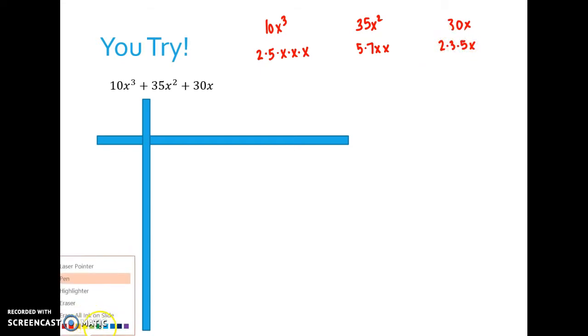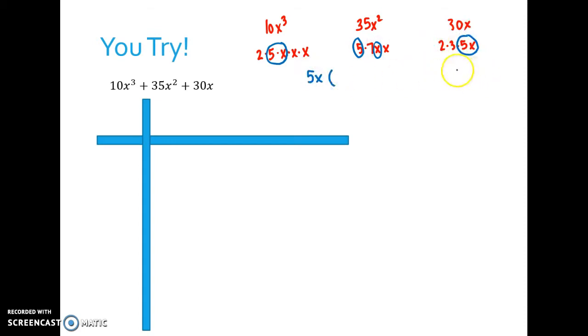Then after I've got my factor tree, I want to look for common factors. I want to look for things that they all have in common. Then they all have a 5x that I can factor out. So my GCF is going to be 5x. And so then I look for what's left inside of the parentheses. So I have 2x squared and I have 7x, and then I have 6.